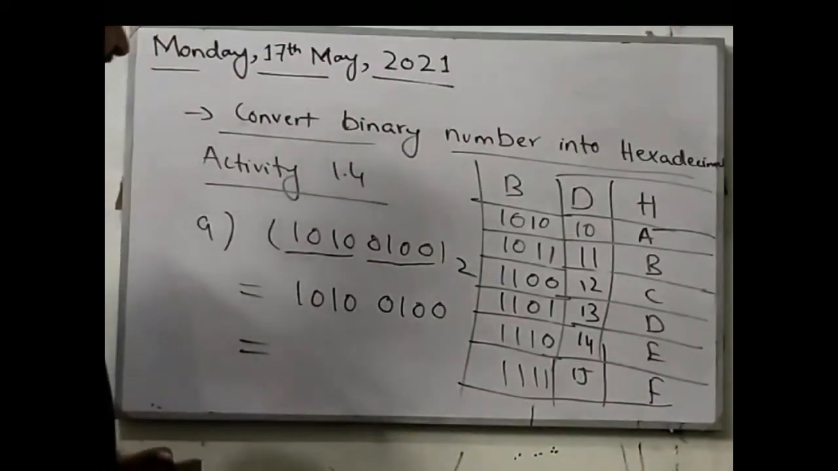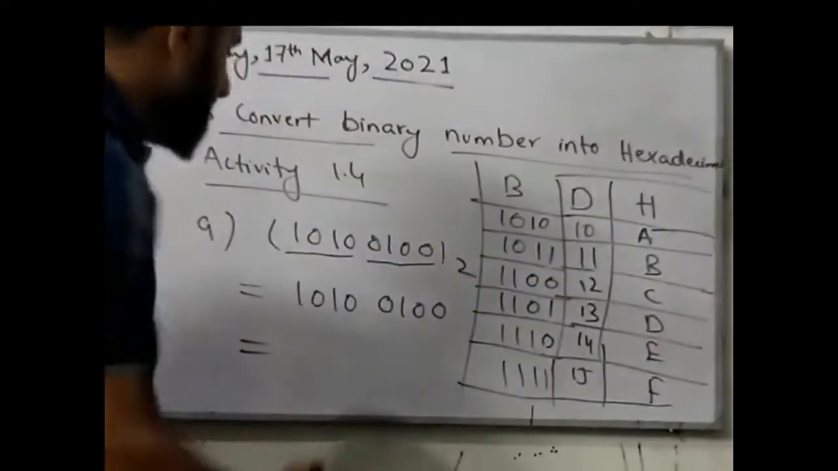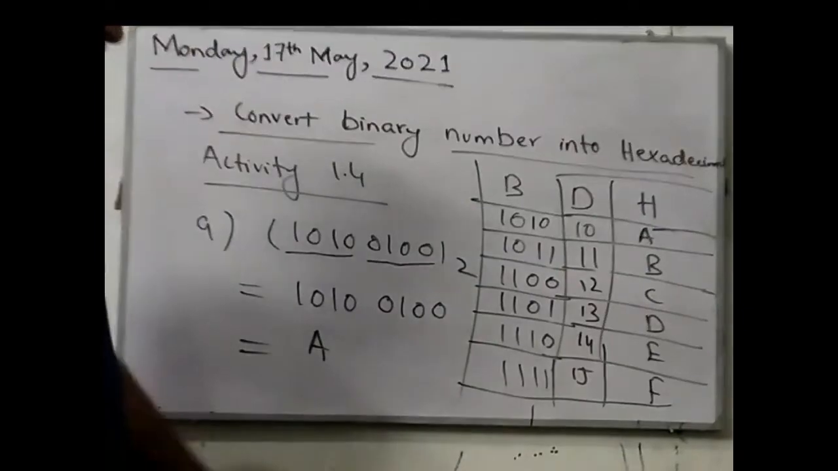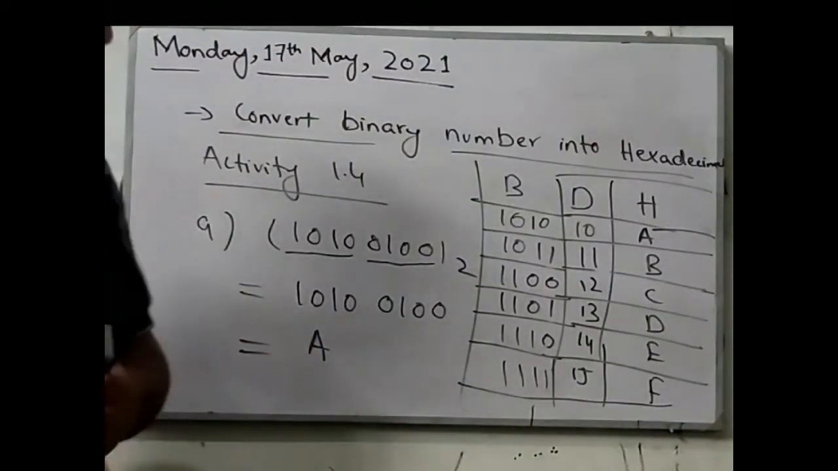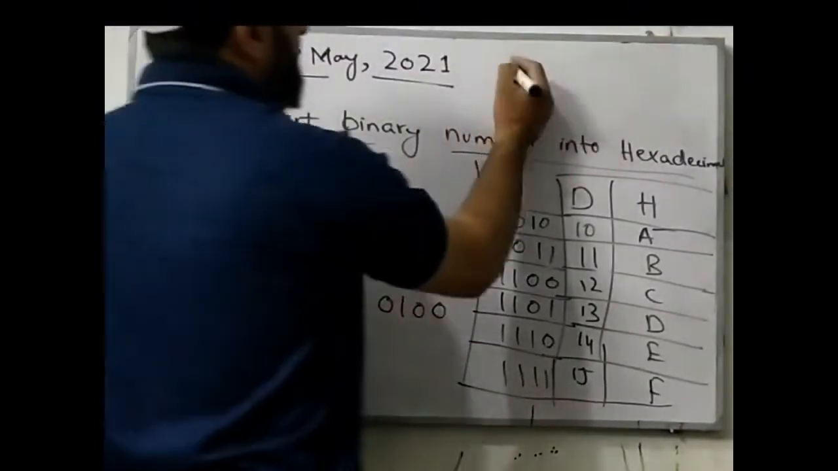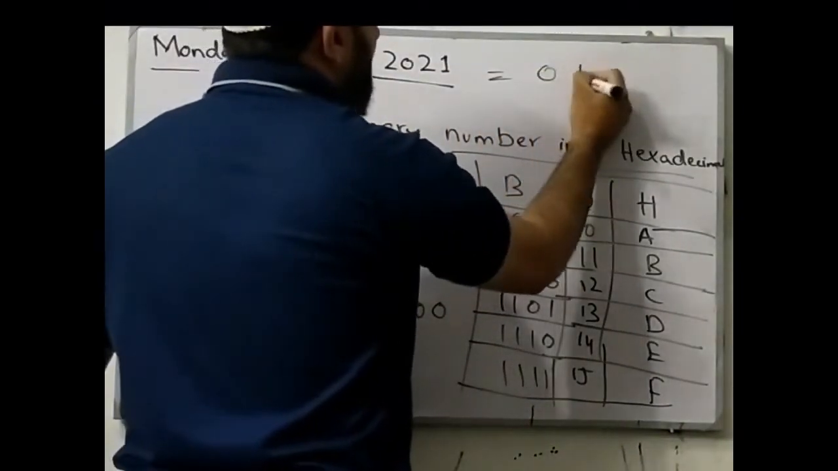Okay. So what is the binary value? 1010 means is A. You can write here A. Okay. Then 0100. But 0100 is 4. You can even find this over here. How? You can write 0100.